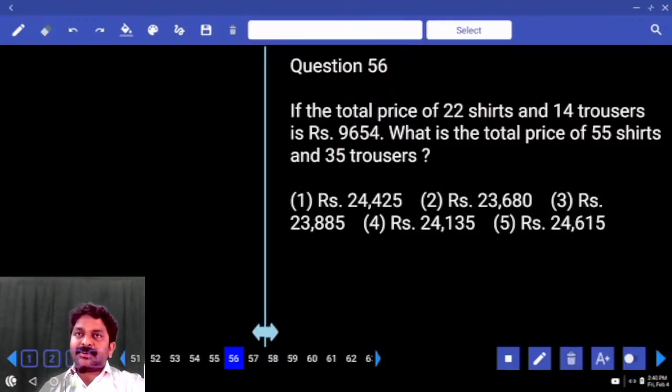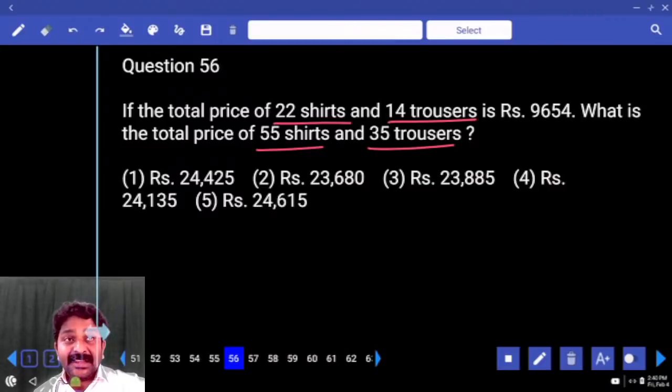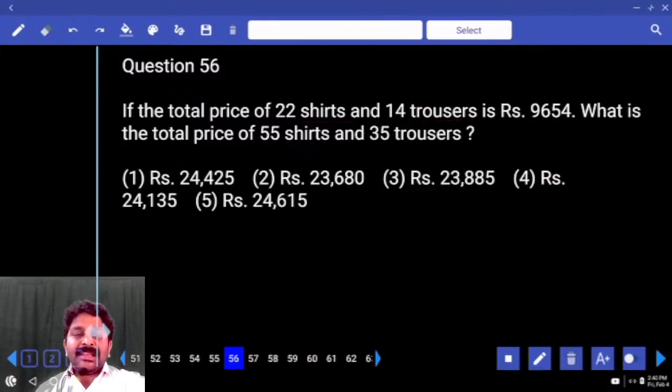$56. If the total price of 22 shirts and 14 trousers is 96.54, what is the total price of 55 shirts and 35 trousers? Sometimes the answer can be determined, sometimes it cannot be determined. Now we have shirts and trousers. If the increase in shirts is in the same proportion as the increase in trousers, then we will get the answer. Are you getting? If the increase in shirts and trousers is not in the same proportion, the answer is cannot be determined.